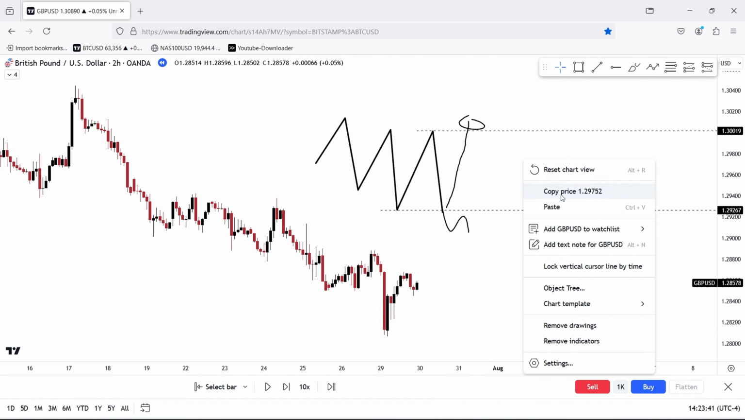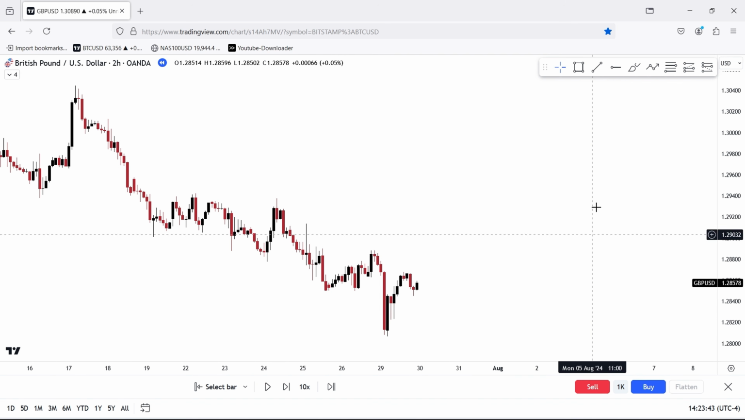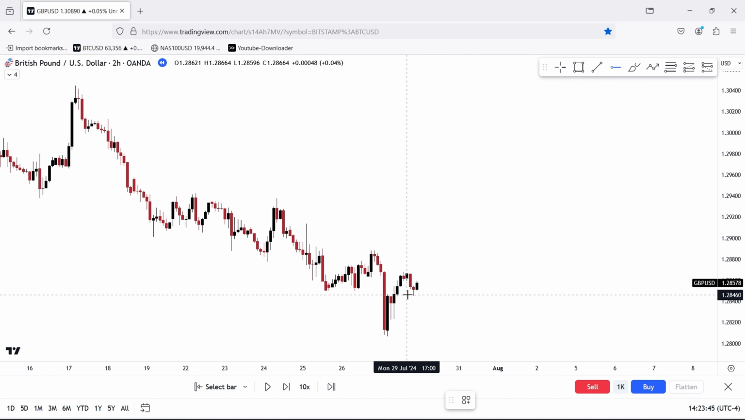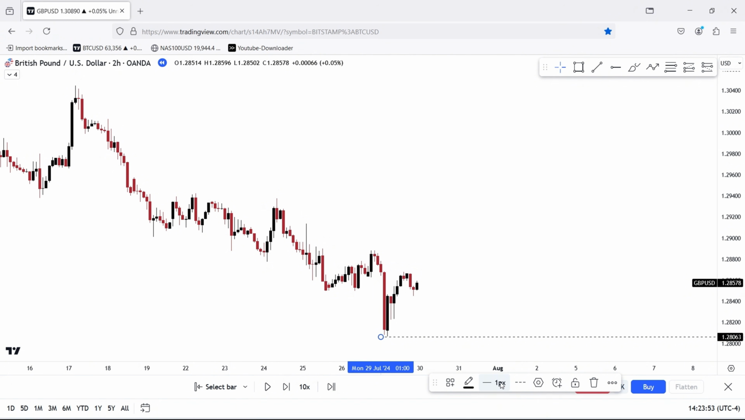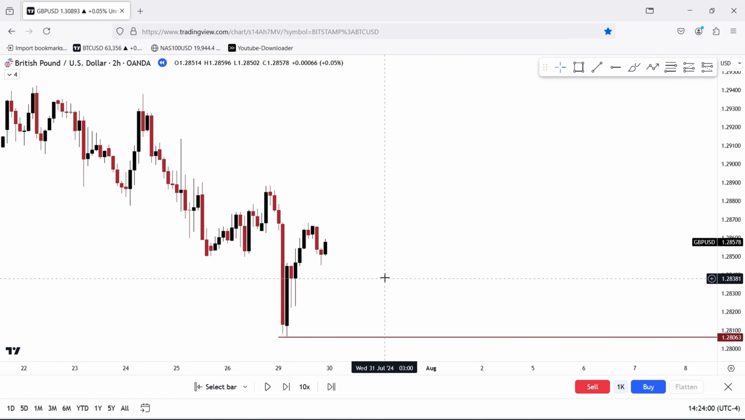So in this case, if we're targeting a high probability liquidity run, we're going to target this low, right? We're going to target this. We're going to target this low. But we know that this is simply not enough. We need to add more context.